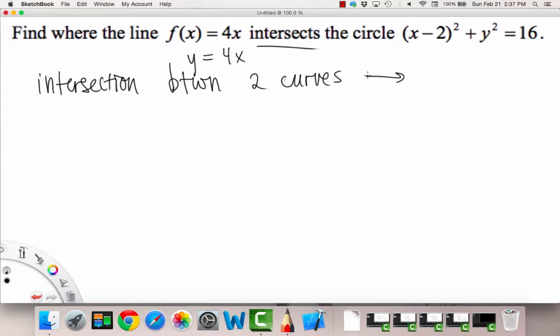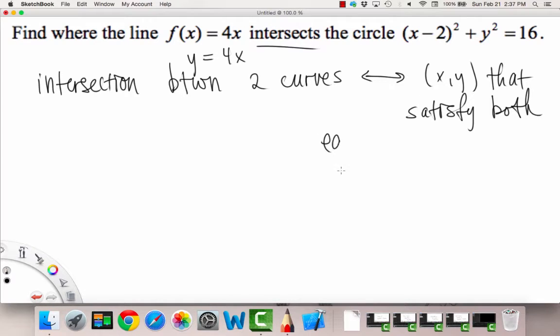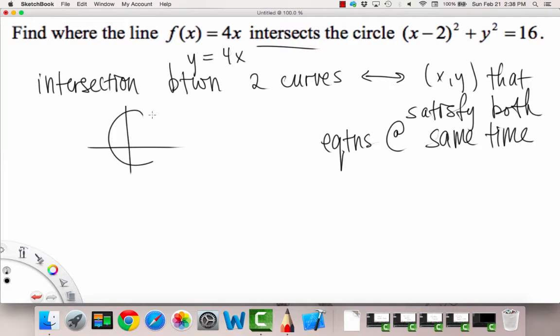is the same as saying we want to find the xy points that satisfy both equations at the same time, right? That's because, let's say you have a circle and some line. In order to find this intersection here and this one there, that just means you have an xy point and another xy point which lie on both the circle and the line at the same time, right? That's simply all it's saying.